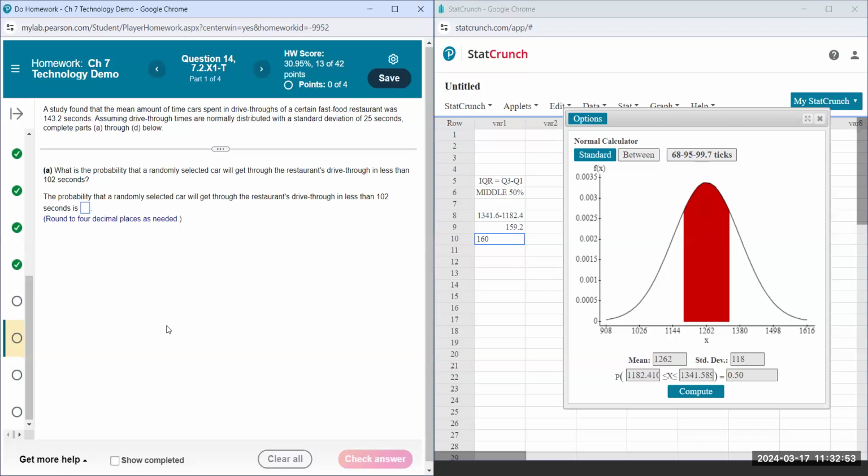A study found that the mean amount of time cars spent in drive-throughs of a certain fast food restaurant was 143.2 seconds.